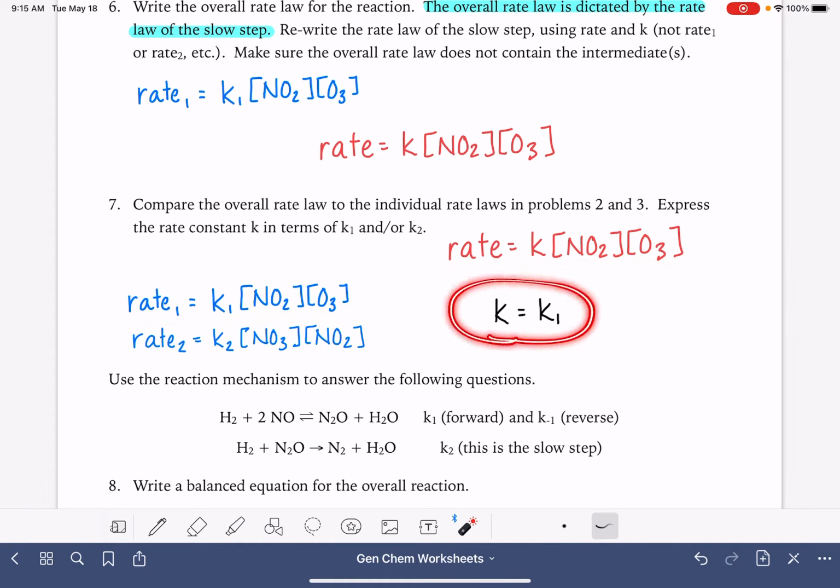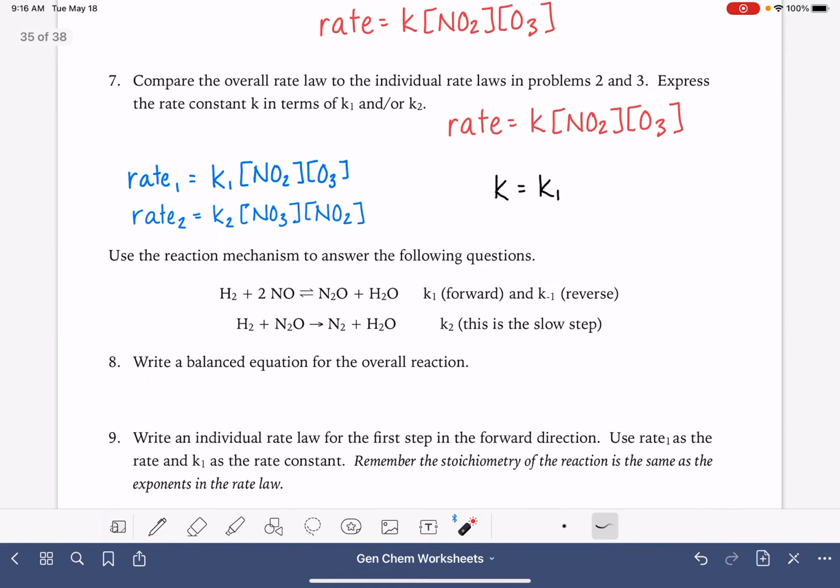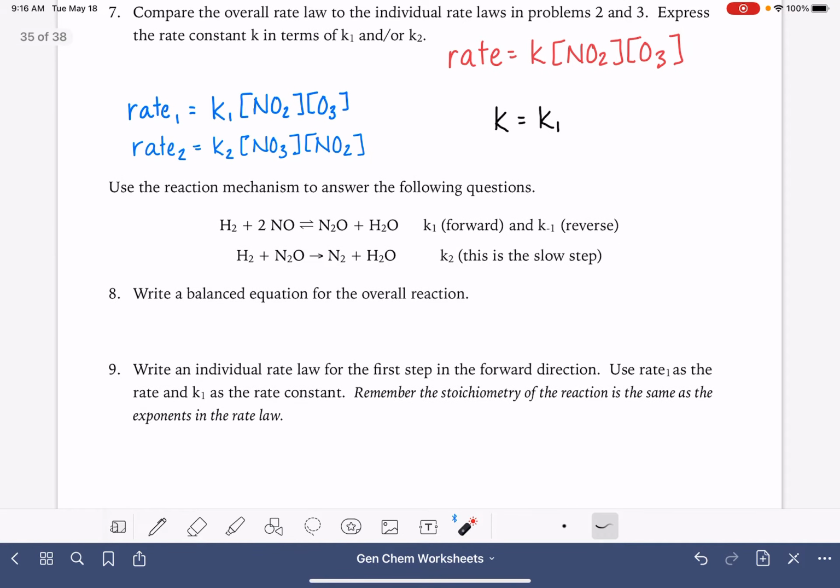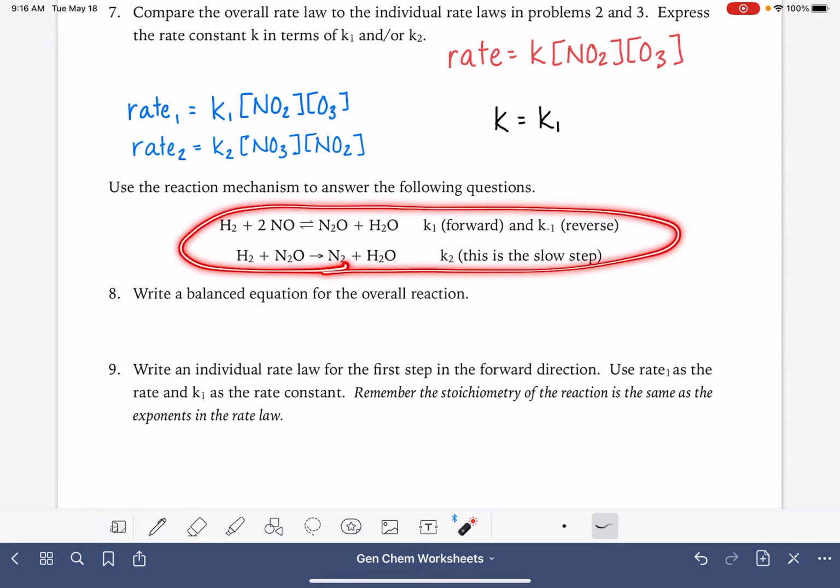So this is our expression for the rate constant K. It only involves K sub 1. It doesn't involve K sub 2. This is kind of like an abstract, weird concept, but thankfully we have a second example that we'll be able to use to practice this again. So moving on to example number 2, this is our second reaction mechanism that we're going to use.